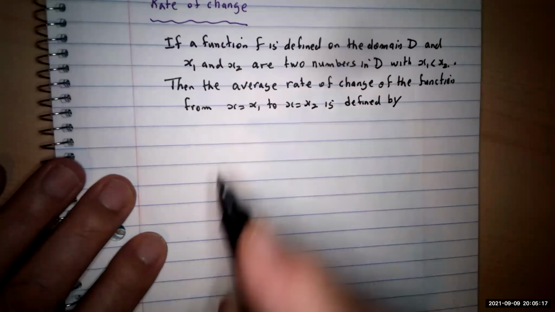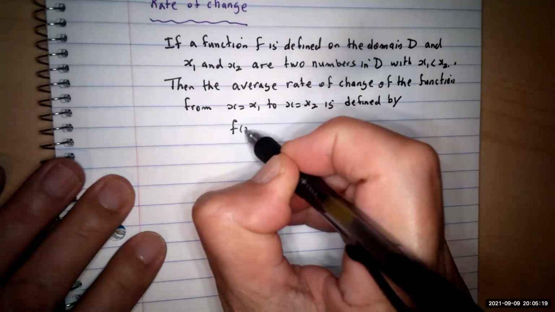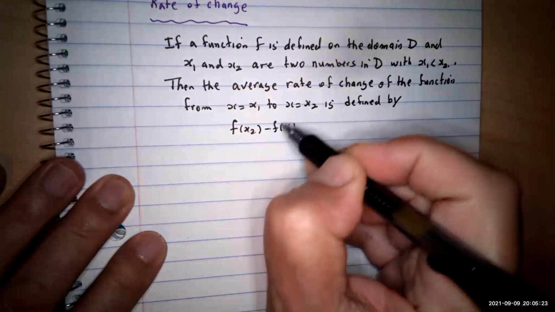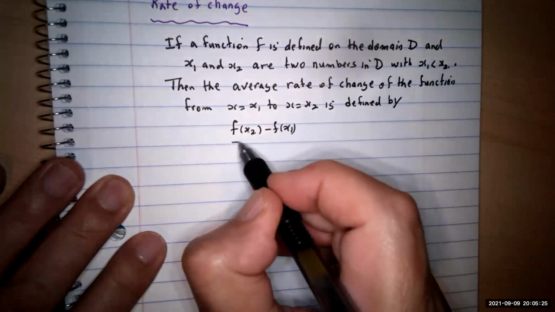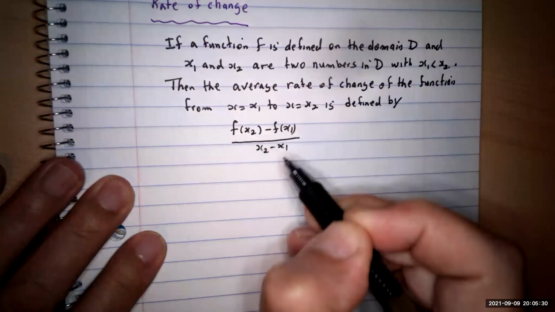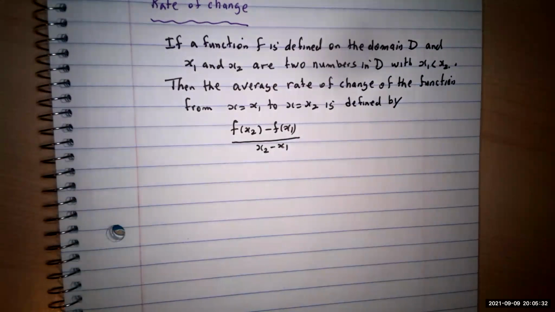You see, it's going to be f of x2 minus f of x1 divided by x2 minus x1. You see, it's just the slope of a secant line again. Because it's going to be average rate of change, it depends what you have.